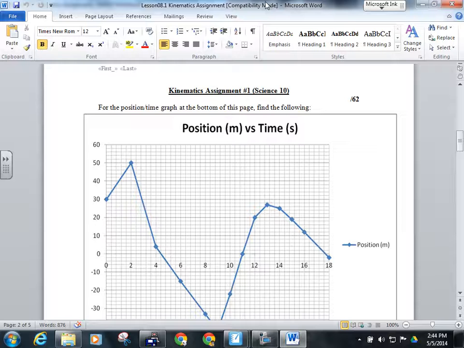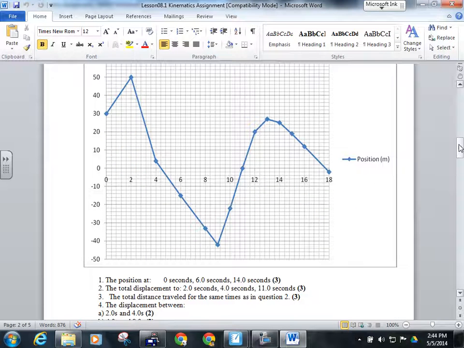Okay, now what we want out of this is you've got to do some calculating with this graph. All right, simple stuff we've been talking about. Question number 1 is asking what's the position at 0, 6, and 14 seconds. Well, if it's a position versus time graph, it shouldn't be too hard to figure out where the object is from that graph.